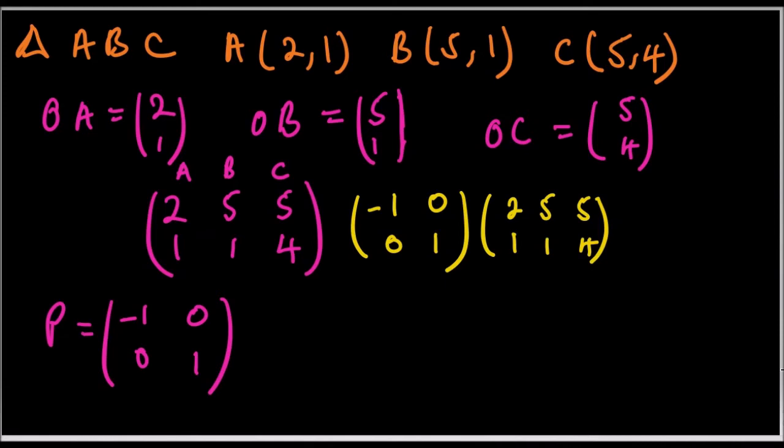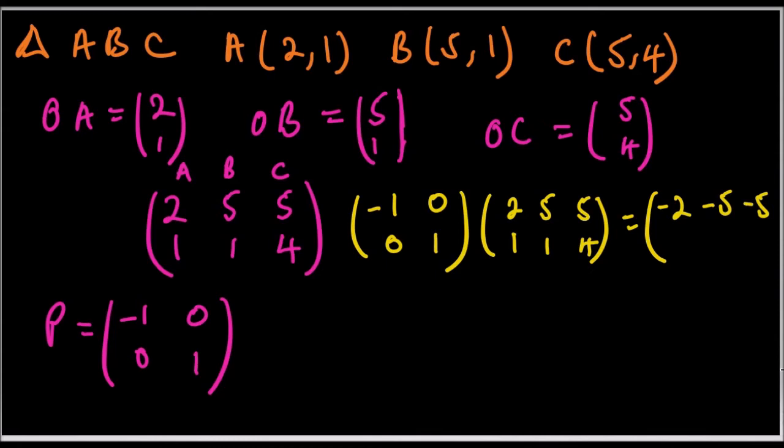So we multiply minus 1 multiplied by 2, that will give you minus 2. 0 multiplied by 1 is 0, so minus 2 plus 0 is equal to minus 2. Again, minus 1 multiplied by 5 is minus 5. 0 times 4 is 0, so we get minus 5.